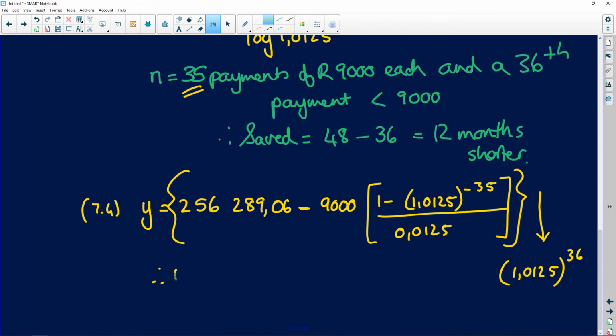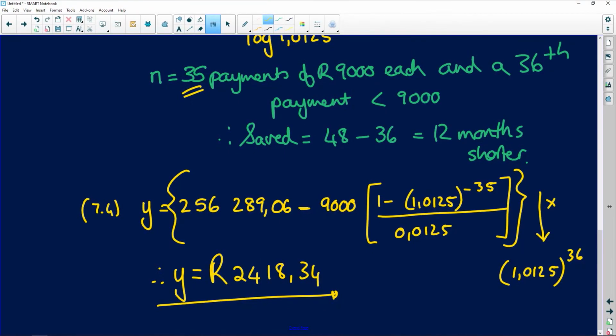So your final payment, you'll find out if you do all of this in a calculator. Remember, this is multiplied by that factor. Gives you 2418,34. That is the final payment that is made in Thabiso's loan to pay off the vehicle that he purchased, if he paid it at 9,000 Rand per month for the period that they said he paid.